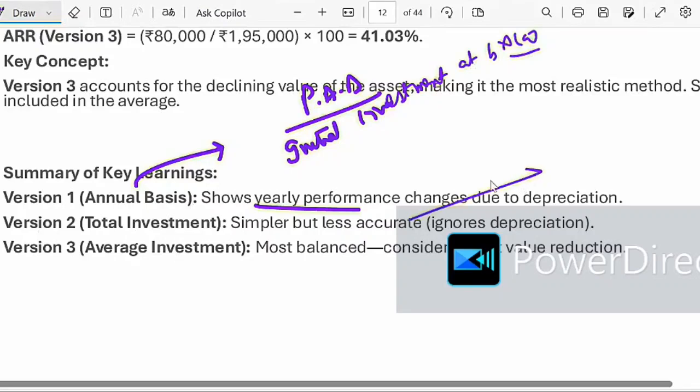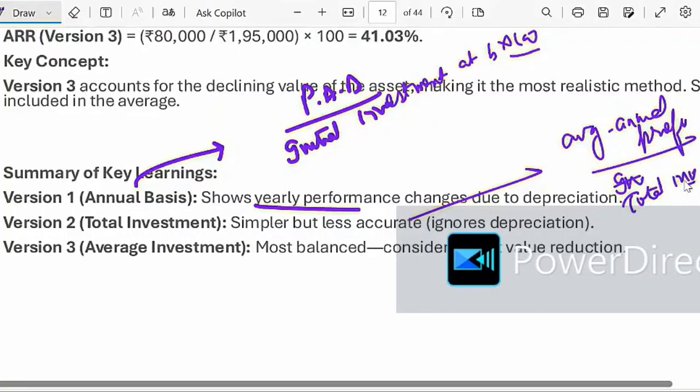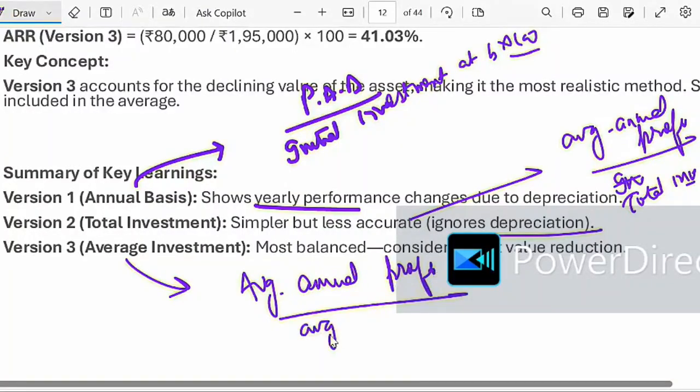Version number two is about the total investment. We write the average annual profit and we divide by the initial investment, the total investment, multiplied by 100. It is simpler but less accurate because it ignores the depreciation. This is version number two. And version number three, as we just saw, has average annual profit in the numerator and average investment in the denominator, multiplied by 100. So it is more balanced. It considers the asset value reduction. These are the summary of the three versions we have just discussed.